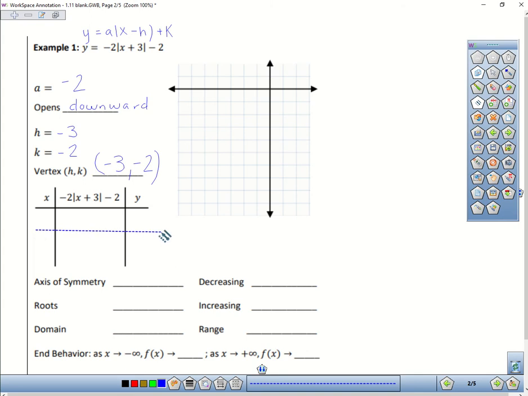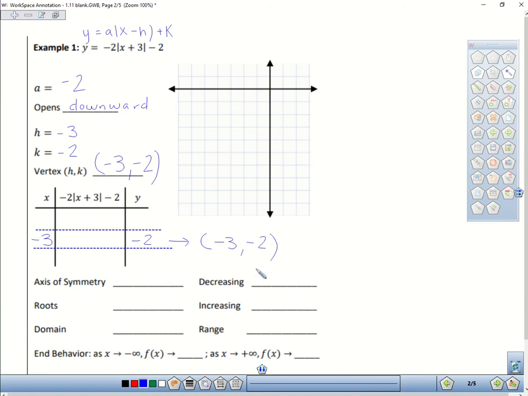And we're going to make a table. I'm just going to do 3 on this one. What's going to be in the middle of my table? Good, -3 and -2. Your vertex is always the center of your table, okay? What's a number smaller than -3? Good, and bigger? You got it. And we're just going to plug these x values in to my equation.